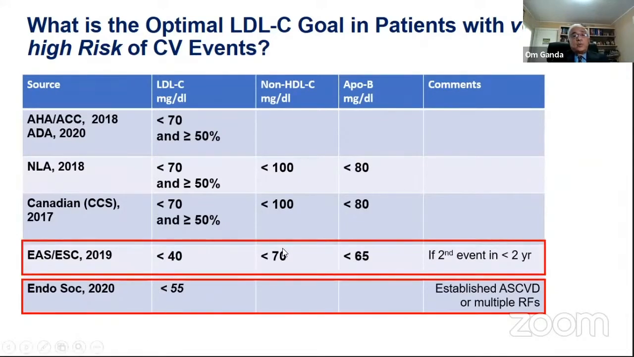And even before that, the European Society last year or 2 years ago said, if you have a second event in less than 2 years, you should be shooting for less than 40, because we now have evidence that lower is better. And in fact, less than 40 is better than less than 55 or less than 50. So this is how far we have come. And of course, in India, you have so much cardiovascular disease and so many people that are untreated. So we have to start somewhere, get to 70 before you think about going to 40 or 50. Non-HDL correspondingly less than 70. And if you do ApoB, not necessary, but we do it at Joslin in people with high triglycerides. If you can get a reliable method, ApoB is even more accurate than non-HDL cholesterol.